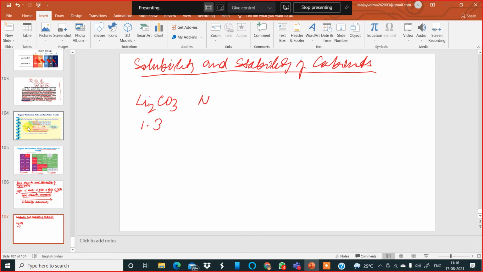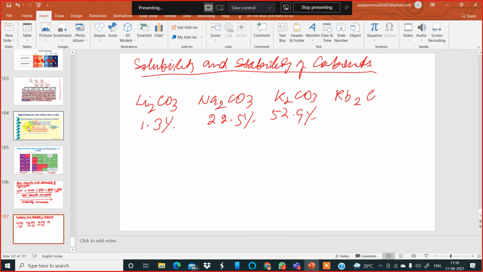Then we have sodium carbonate, Na2CO3, its solubility is given as 22.5. Then we have potassium carbonate, whose solubility is given as 52.9 percentage by weight. Then we have rubidium carbonate, Rb2CO3. Its solubility in percentage by weight is given as 70. Then we have cesium carbonate, Cs2CO3. Its solubility is given as 74 percent by weight.